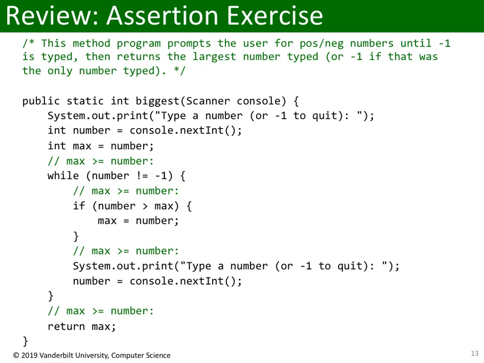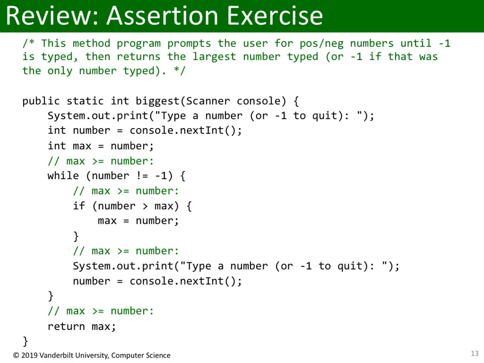So let's look at the different locations and assertions we can make in this program. Is max greater than or equal to number at this location? Yes, we have just initialized max to the first number typed in. So at this point, max is definitely greater than or equal to number. Inside the while loop, we only enter if the number which was typed in is not equal to -1.